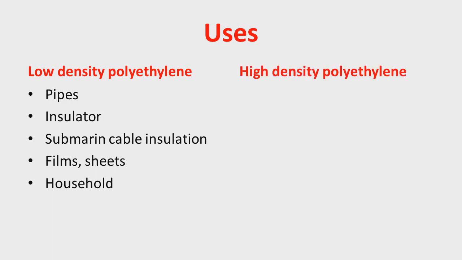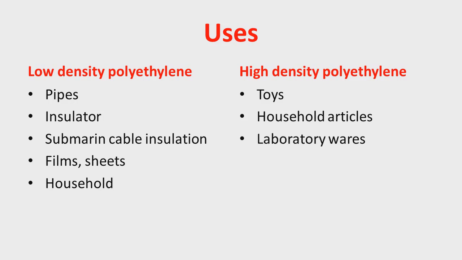whereas high density polyethylene is used in manufacturing of toys and some household articles like buckets, dustbins, bottles and pipes. Because of the high strength and stiffness, high density polyethylene is used in the preparation of laboratory ware.